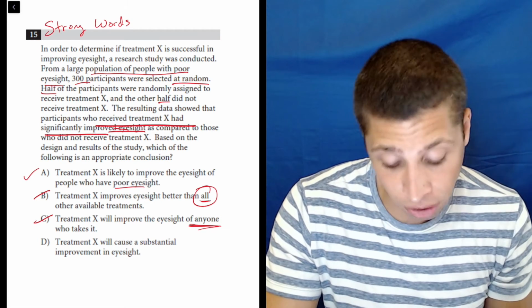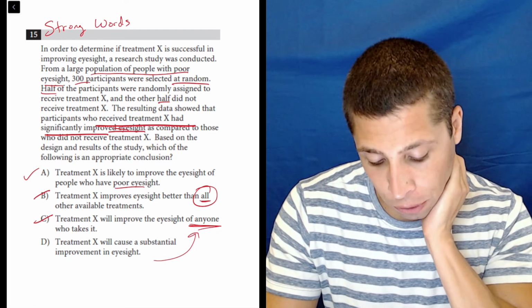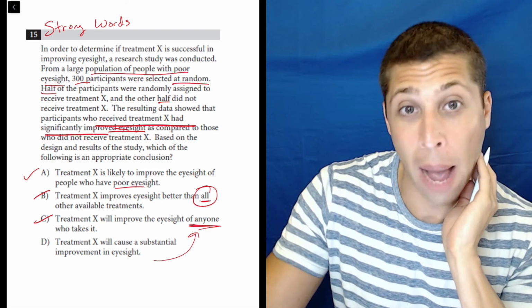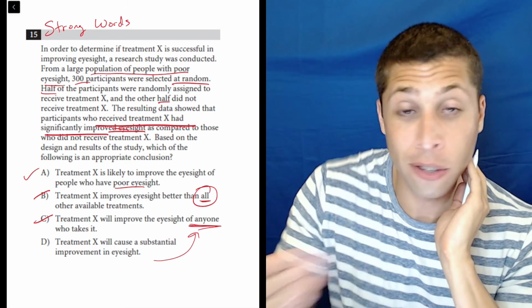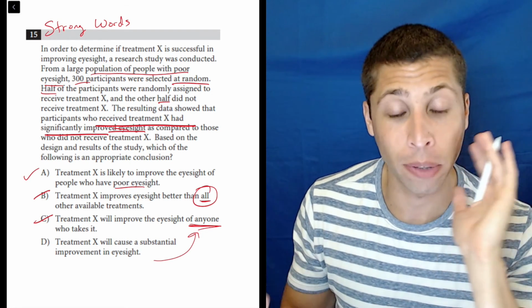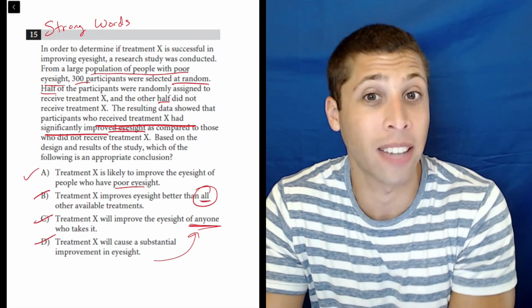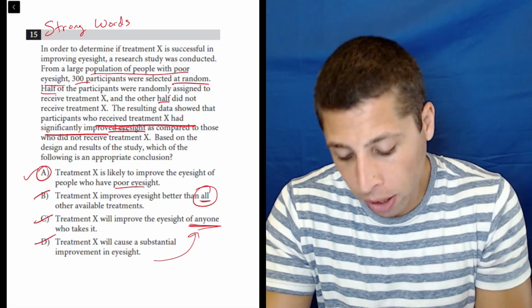Well, that is actually very similar to choice C, because again, we don't know what happens to people who don't have bad eyesight, who are already seeing really well. We don't know if they're going to have a superhero ability. So this is actually pretty much identical to choice C in my mind. And there you go, choice A.